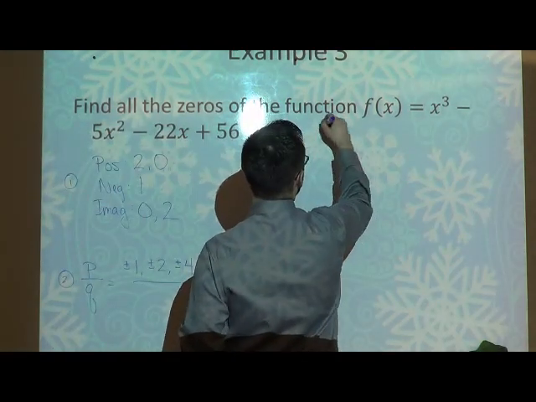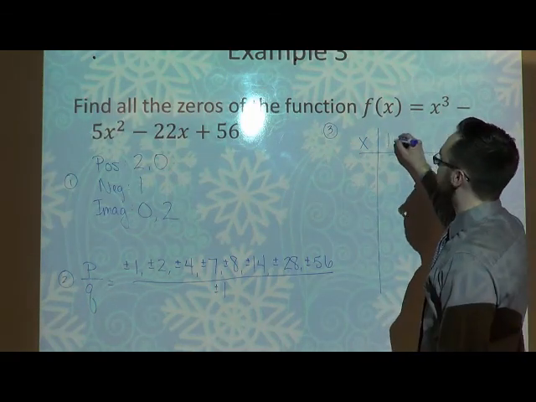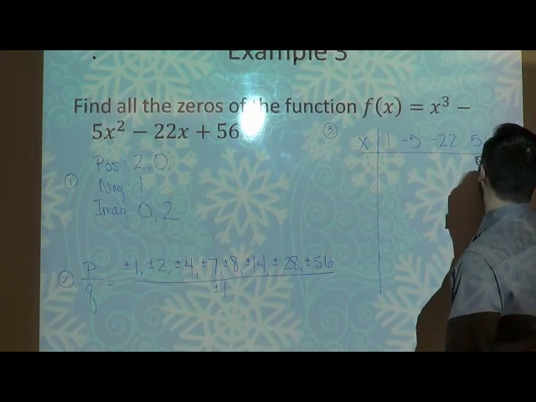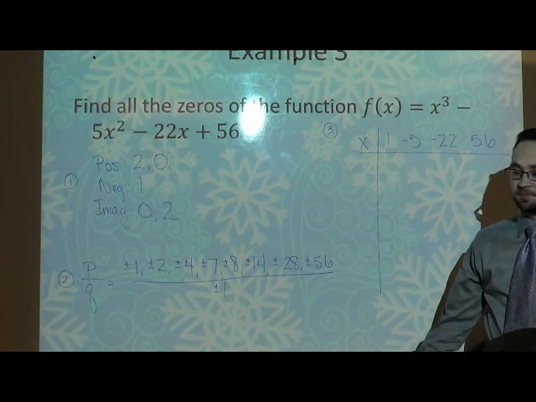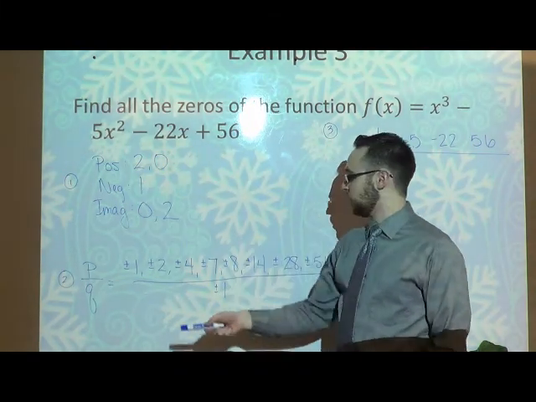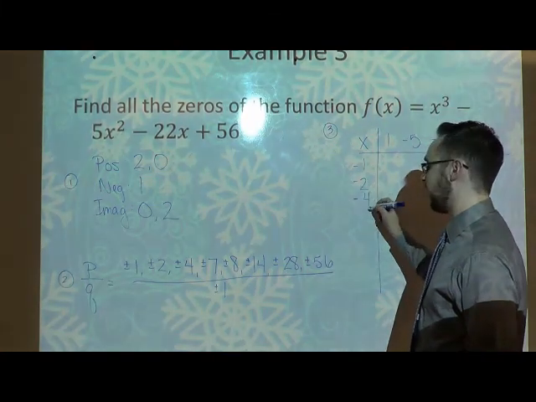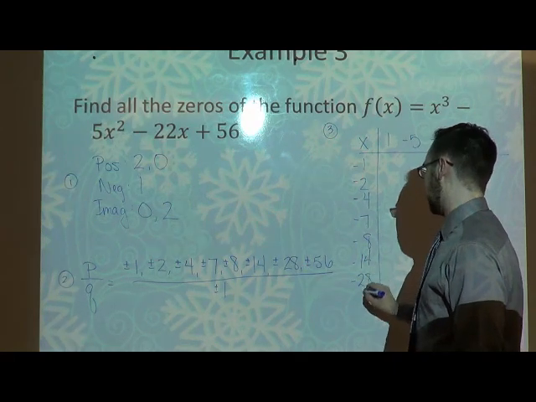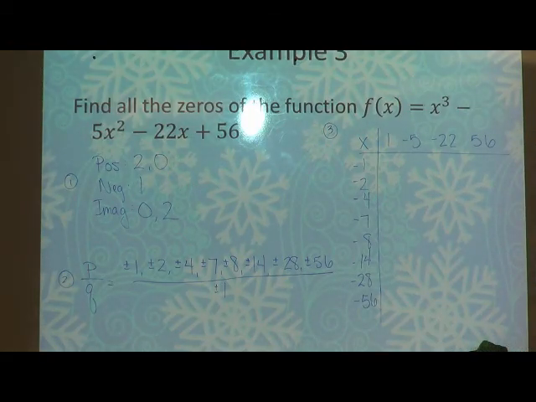So now we're on to step 3, synthetic division. So I'm going to jot this down. We have 1, negative 5, negative 22, and 56. Now, I'm not going to go through positives. I may have no positive solutions. I'm guaranteed to have one negative. So I'm going to go through and write my negatives this time until I find it. And that way I'm guaranteed to find my solution this time. And then I can go through and factor the quadratic or use the quadratic formula or whatever that may be.